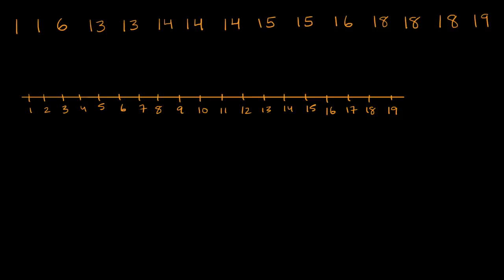And let's see, we have two ones. So I could say that's 1, 1. We have a 6, so let's put that 6 there. We have two 13s, so we're going to go up here, 13 and two 13s. Let's see, we have three 14s, so 14, 14, and 14. We have a couple of 15s, 15, 15.